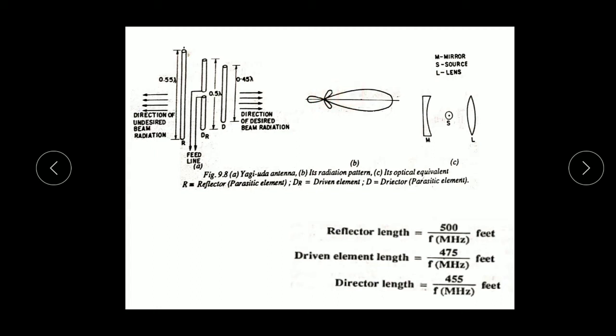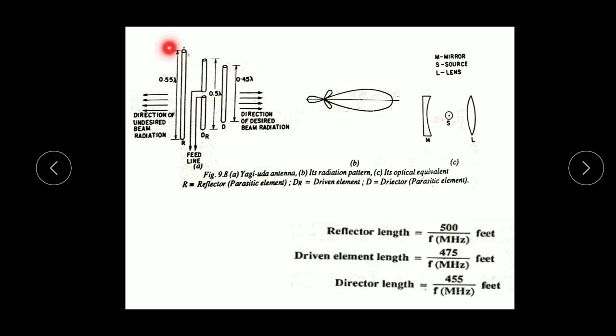Okay, the director basically provides the directivity in particular directions. So you can see this is the radiation pattern of the Yagi-Uda antenna. It looks unidirectional. Basically, the Yagi-Uda antenna is a unidirectional antenna and has high gain characteristics.